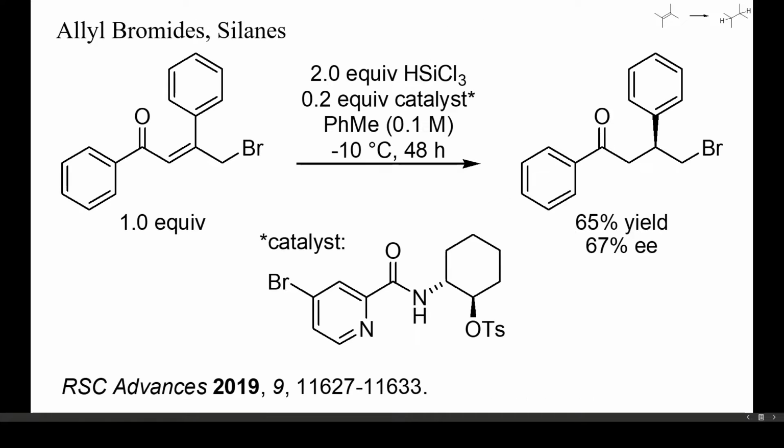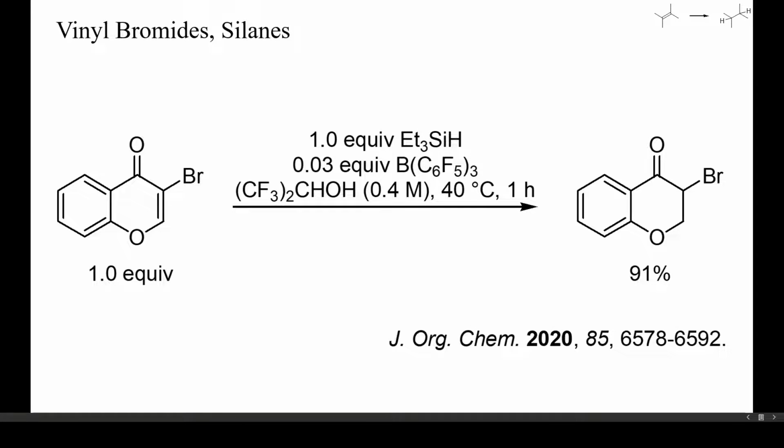Here, an enone containing a highly reactive allyl bromide was reduced enantioselectively with a silane. As catalyst, a chiral 2-pyridine carboxamide was used, which was assumed to react with the chlorosilane to yield a more reactive, enantiomerically pure silane. In this example, a brominated push-pull enone was reduced with triethylsilane and catalytic amounts of a Lewis acid. Again, no cleavage of the carbon-bromine bond occurred.